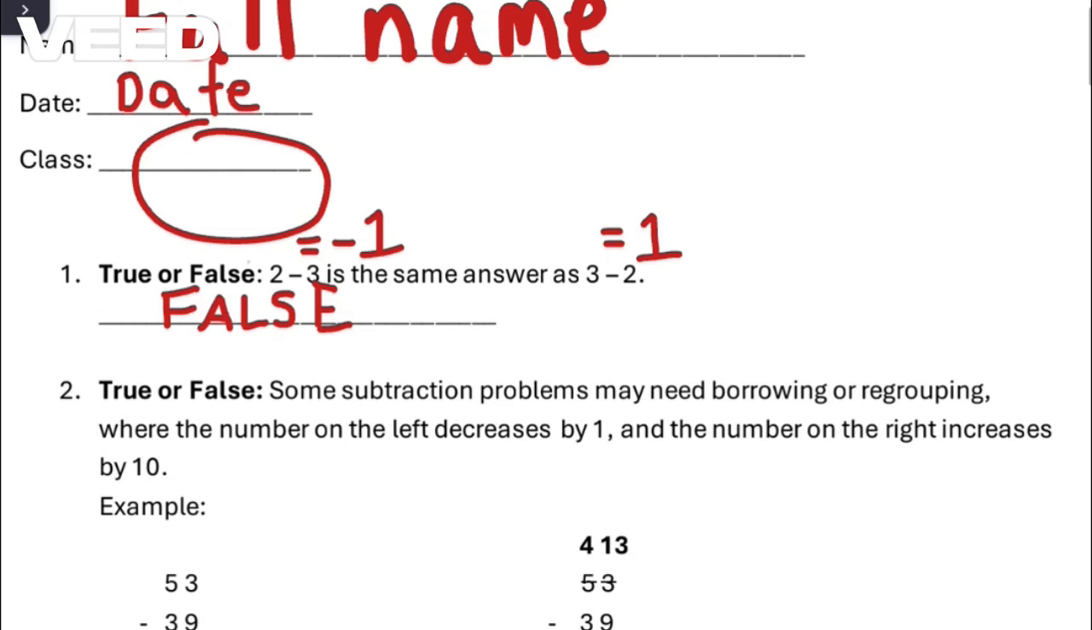Again, 2 take away 3 cannot be done with what we know now. We can only do 3 take away 2. If you have 3 coins, you can give away 2 of them. But if you have 2 coins, you cannot give away 3 of them because you only have 2. As a result, the answer to question number 1, 2 minus 3 is the same answer as 3 minus 2, is false, class. It is false. All right, thanks for bearing with me there.